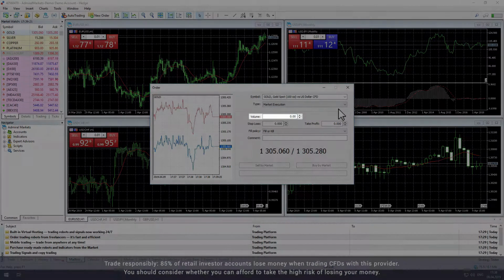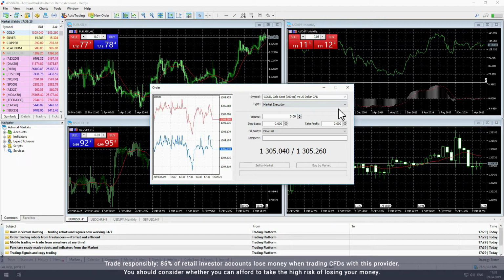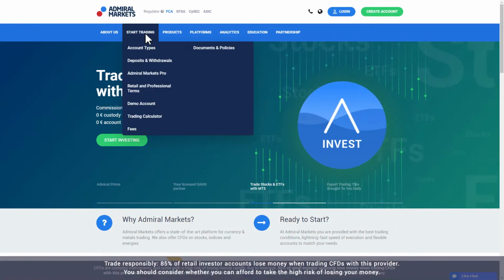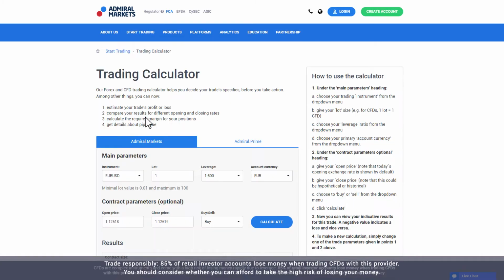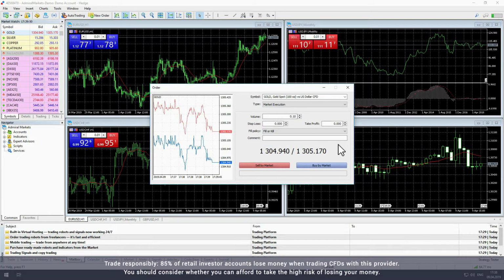The next option is volume, or the size of the trade. Trade volumes are measured in lots, which is a standard unit of any financial instrument. The value of these units varies depending on the instrument, so it's best to calculate the value of any trade using the Admiral Markets trading calculator before you get started. Depending on the instrument you're trading, you can choose trade volumes from as little as 0.01 lots or as large as 100 lots. For this trade, we'll set a volume of 0.1 lots.